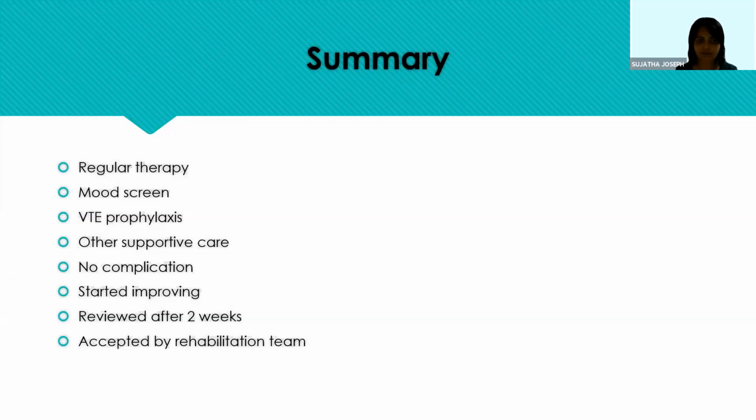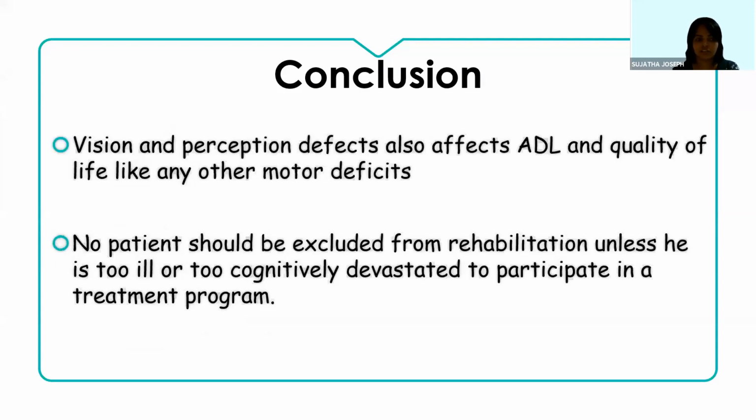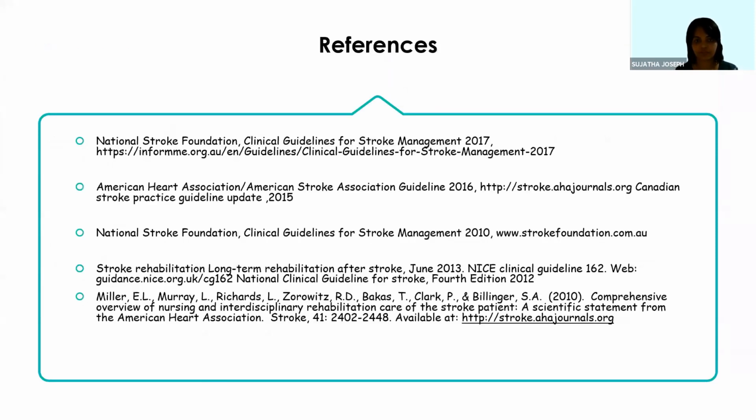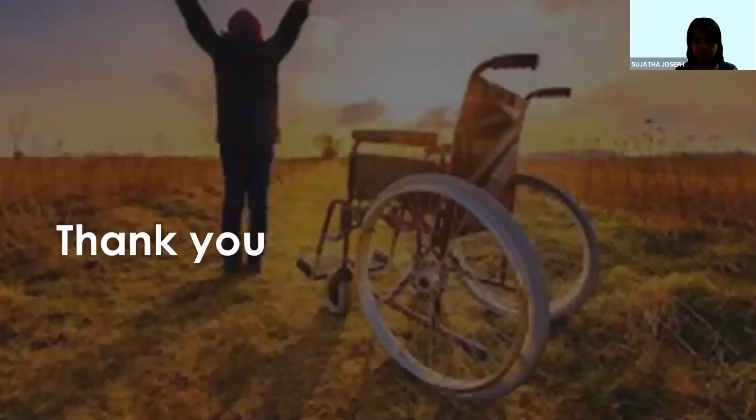The conclusion is like the first case, vision and perception deficit also affects daily living, and it can also affect quality of life like any other motor deficits. No patient should be excluded from rehabilitation unless the patient is too ill or there is no chance of improvement because the patient was already having the same functional status. This is my reference, and thank you for listening to the presentation.